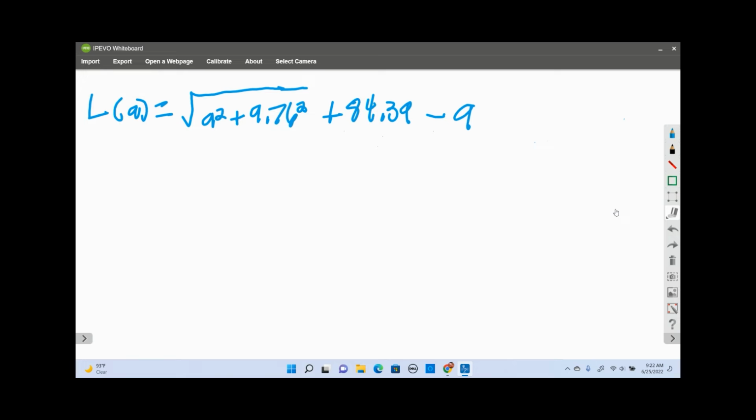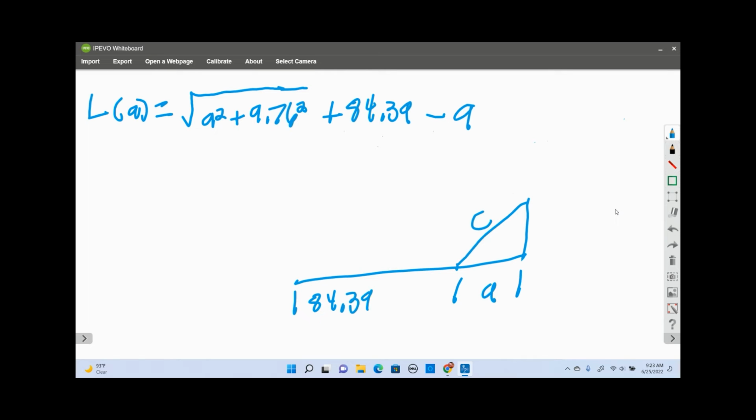All right, so let me just draw the diagram again so you can understand what's the biggest A can be and what's the smallest A can be. So again, the diagram looks something like this. And then we cut in there. And this was C, and this was A, and this was 84.39 minus A. All right.